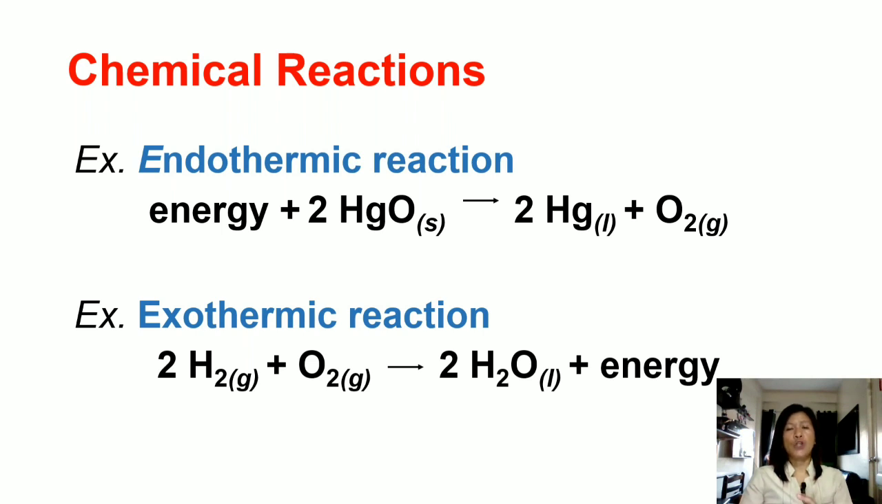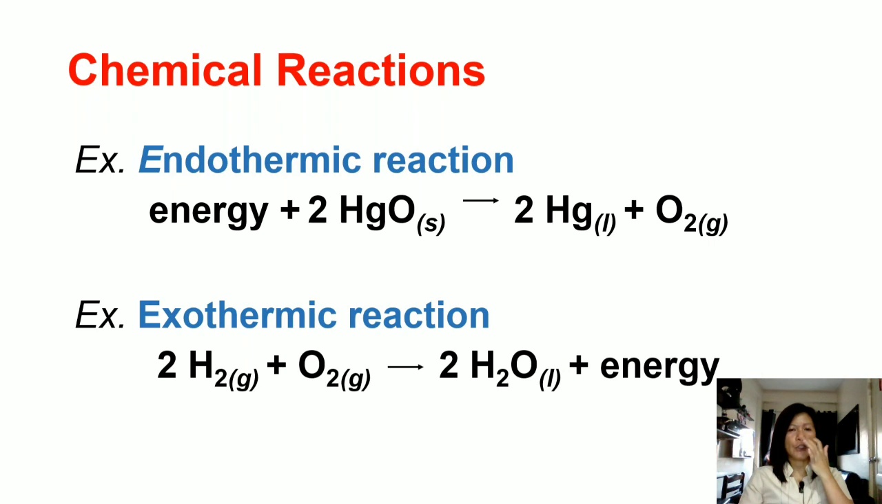And absorption of heat energy by mercury oxide results in the formation of 2 products, 2 moles of mercury and 1 mole of oxygen gas. So this is an endothermic reaction because the system absorbed energy to produce the product. I mean, the reactants utilized or absorbed energy in order to produce the 2 products.